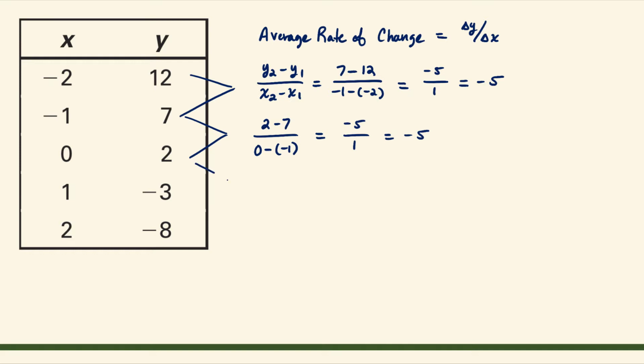Continuing with this process, we would find that between every set of consecutive data points, the average rate of change will always be -5. So due to the average rate of change being constant, this will be a linear function.